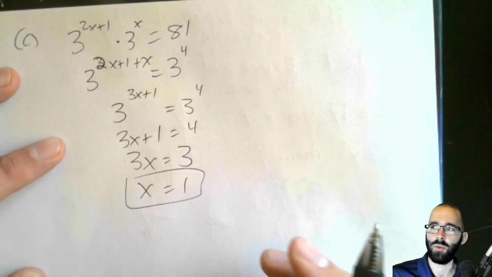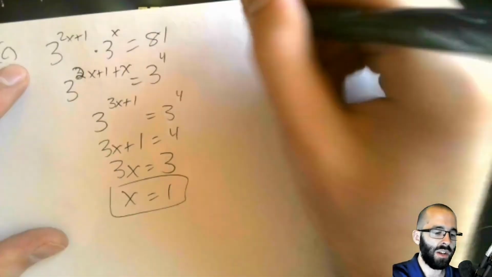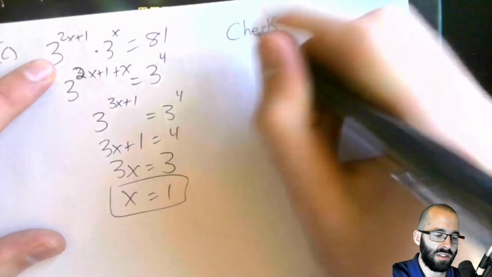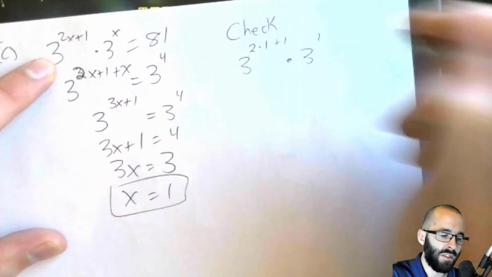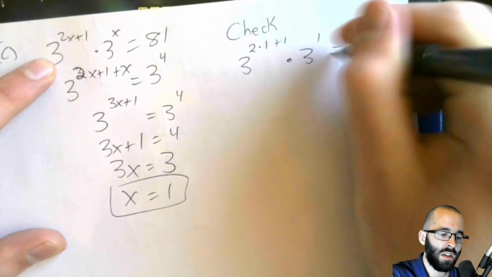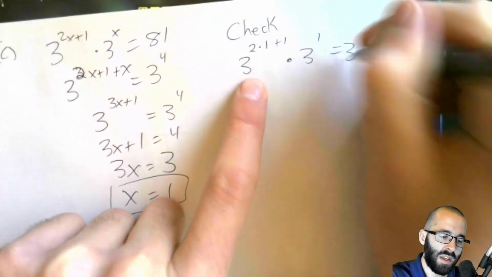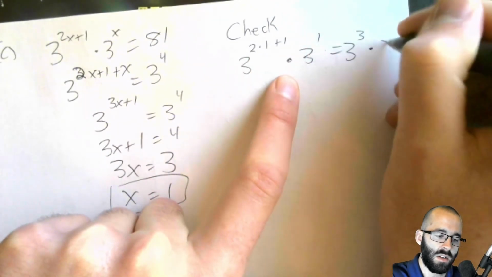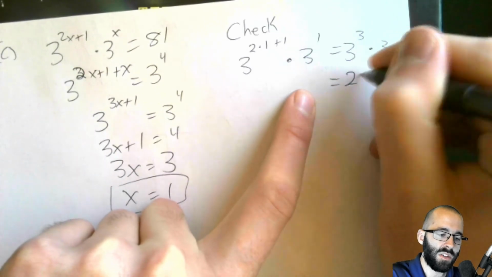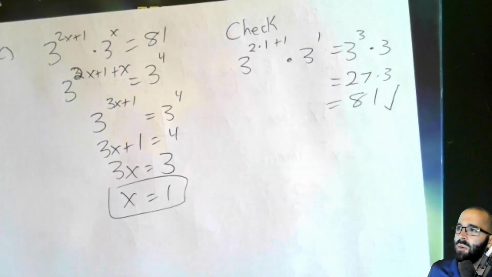And because you're really, really excited to see, am I right? And you just can't wait for me to grade your exam. So you're going to plug in 1 and check our answer. Is 3 raised to the 2 times 1 plus 1 times 3 to the first power, we're just plugging in 1 everywhere, is that equal to 81? Well, if we simplify, this becomes 2 times 1 plus 1. That's 3. Times another 3. 3 cubed is 27 times 3. Oh, it's 81. Just like we wanted.